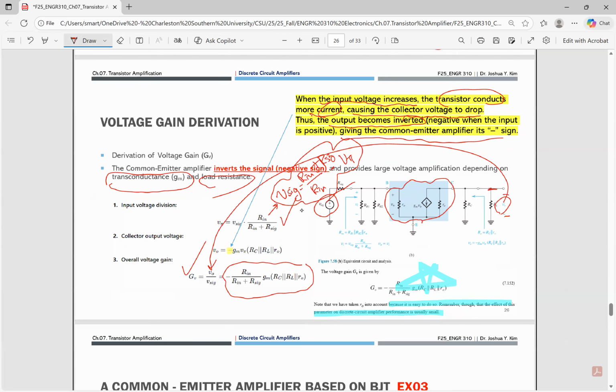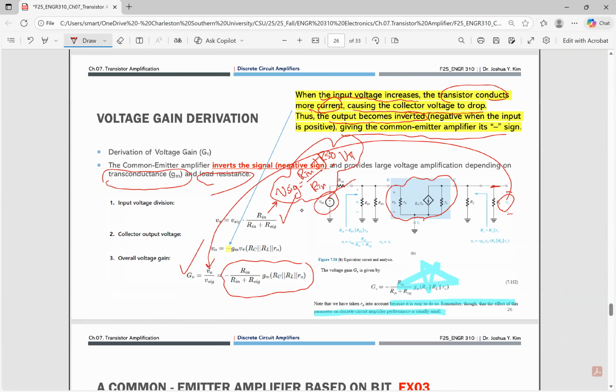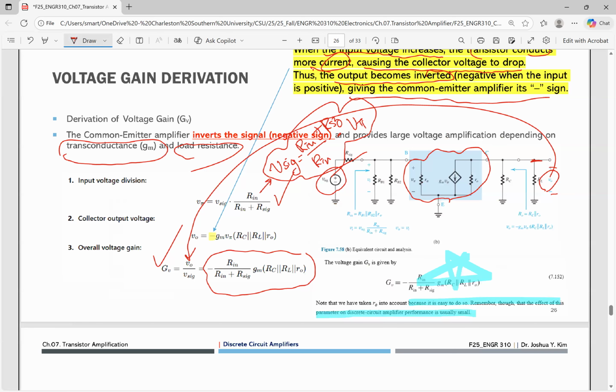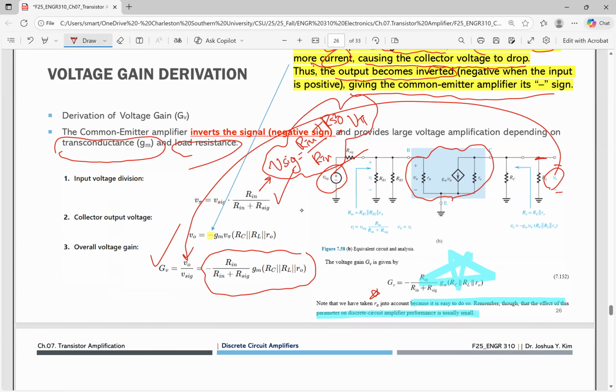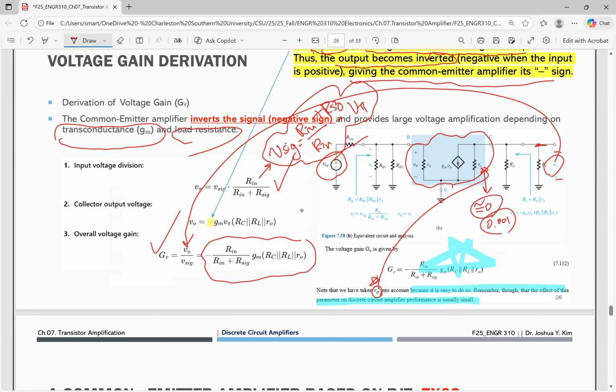Now we have taken r sub o into account. Remember, this parameter in discrete circuits is usually very, very small. So in real cases, in sample questions, it is usually taken as 0. Something like 0.001 is usually treated as 0, but this is the more detailed modeling. So this is why I'm going to just show you that.